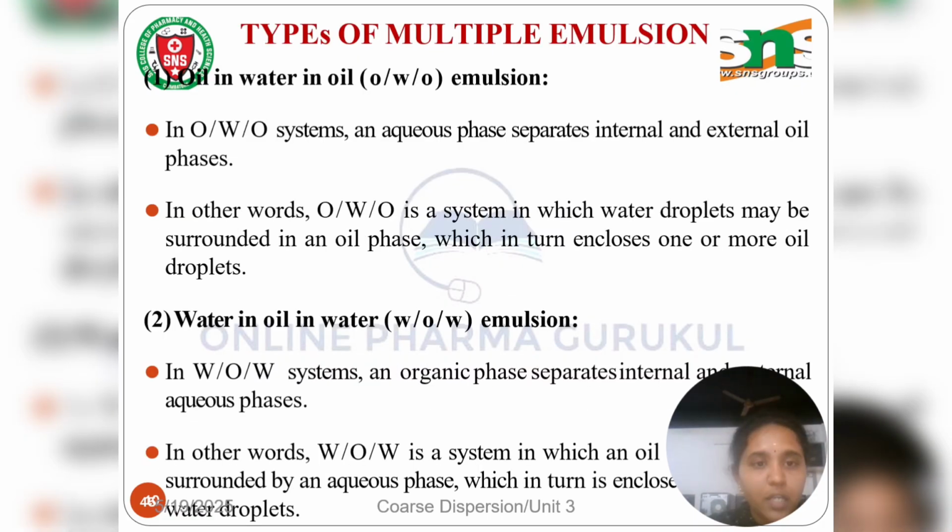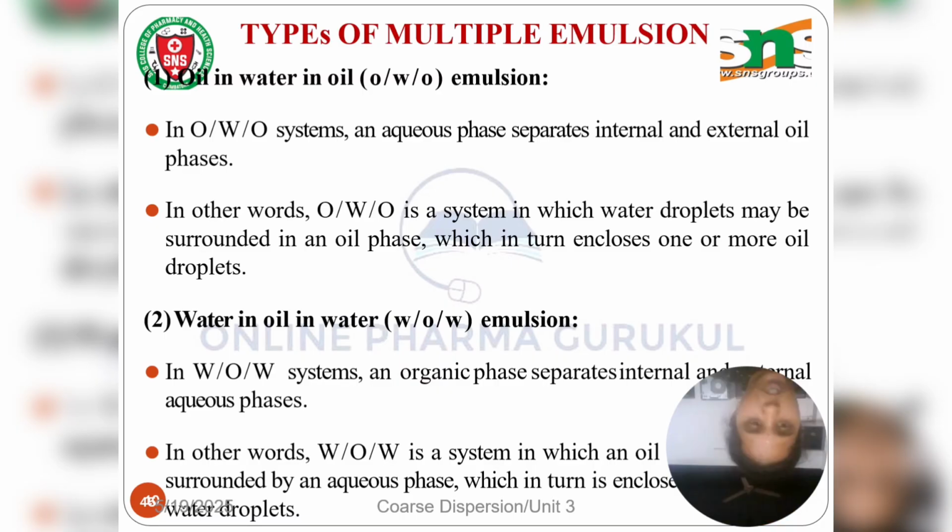And then the types of multiple emulsion: oil in water in oil emulsion. In the oil in water in oil system, the aqueous phase separates the internal and external oil phases. In the water in oil in water system, the water droplets may be surrounded by the oil phase, which encloses one or more water droplets. In water in oil in water, an organic phase separates the internal and external aqueous phases. Here, water and oil is the dispersed phase, and water is the continuous phase for these multiple emulsions.